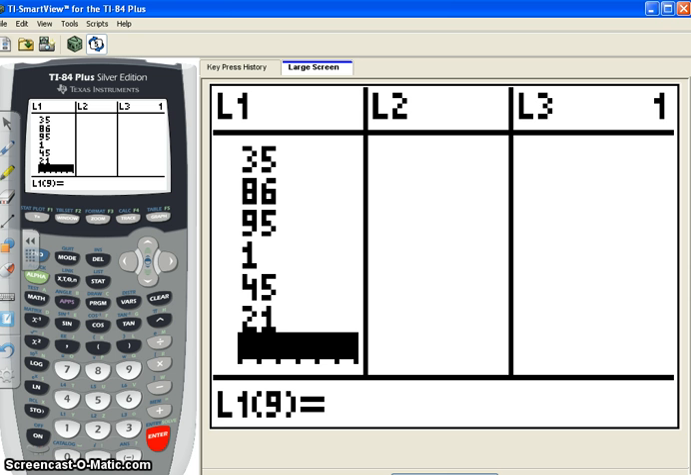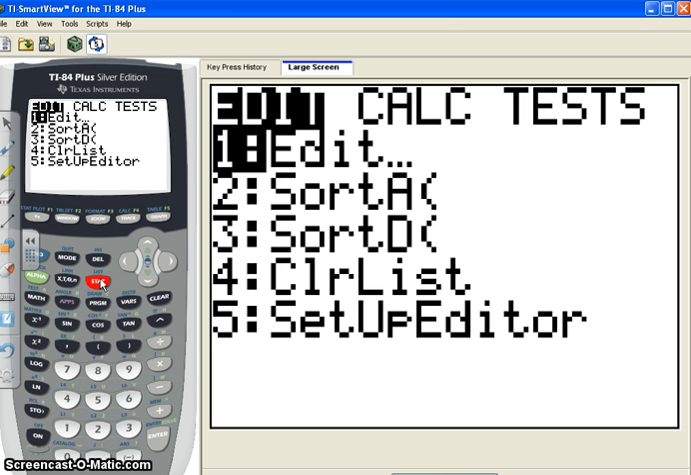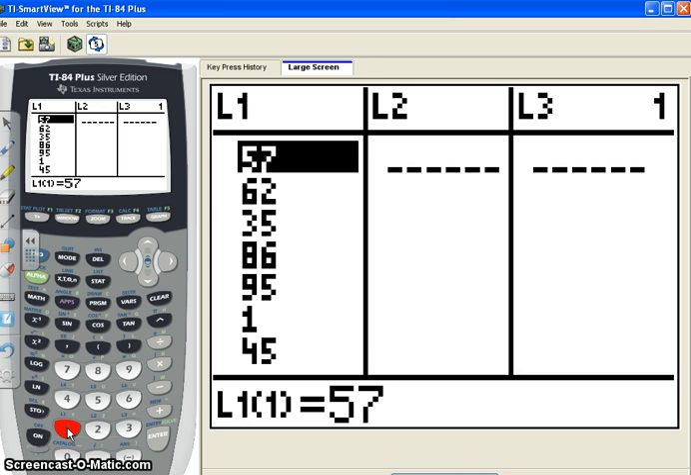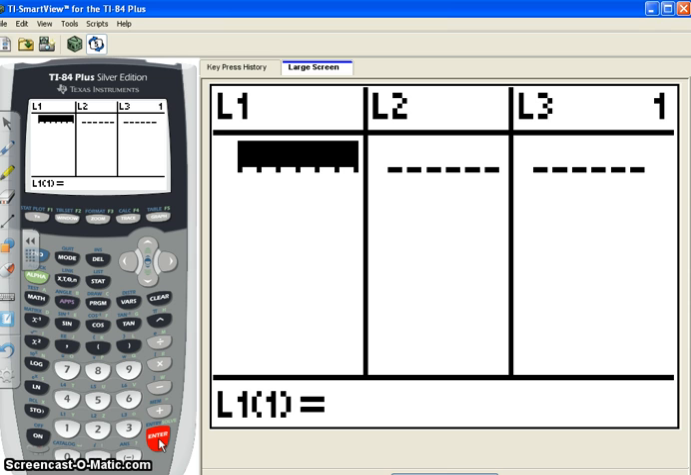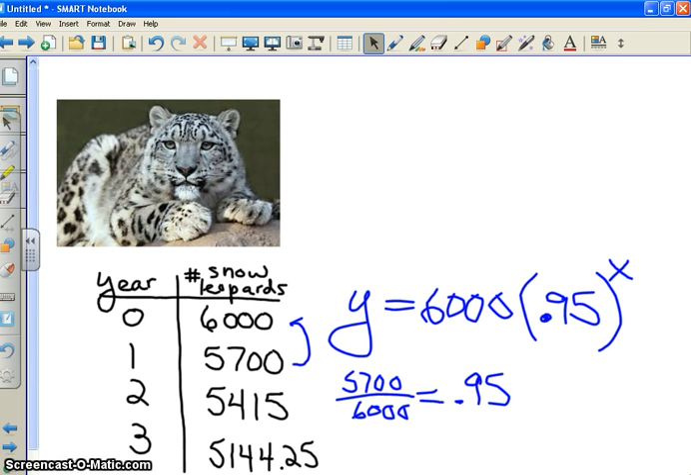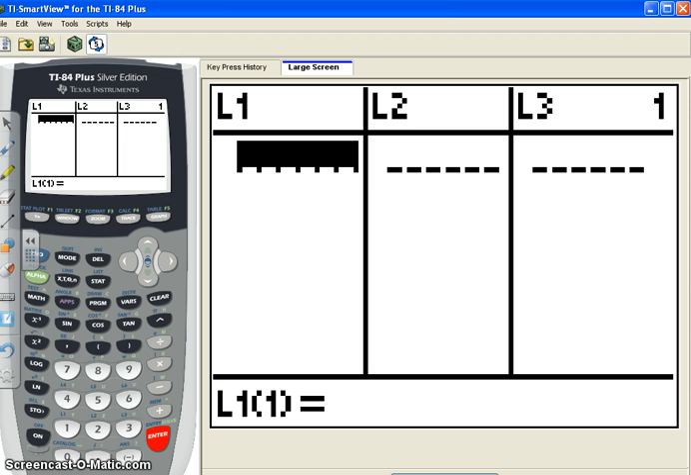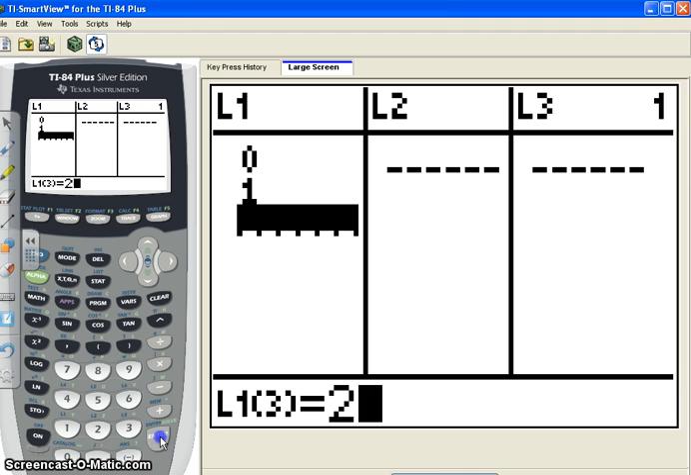So on your calculator, you're going to go and hit Stat, Edit, and now you get into your lists. Now, I have some numbers in one of my lists that I don't need there, so I'm going to go up to the top of my list, up to highlight L1 and hit Clear, Enter, and that will get rid of all my numbers there. And now what I'm going to do is type in my t-chart of my snow leopards into my calculator. So my L1 is going to be my years. 0, enter, 1, enter, 2, enter, 3, enter.